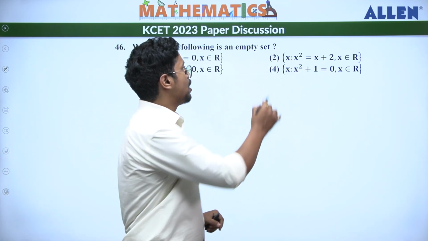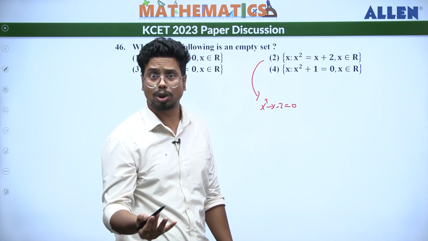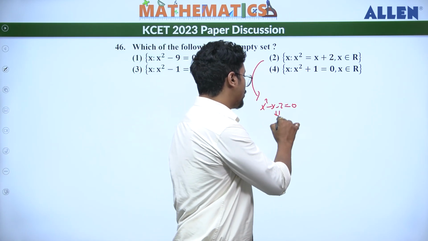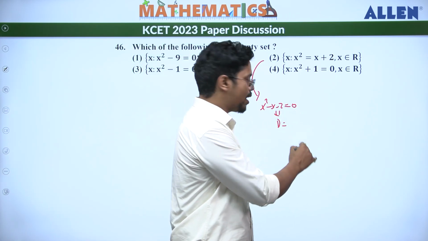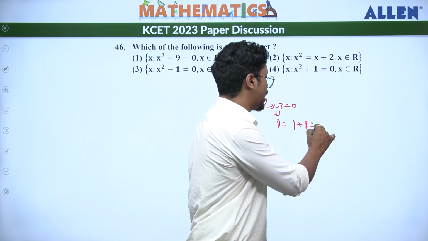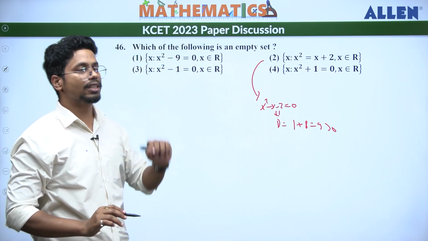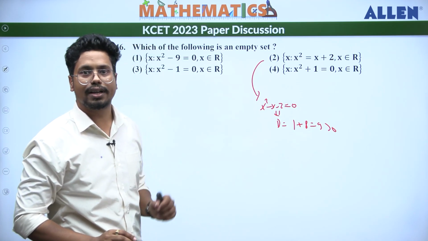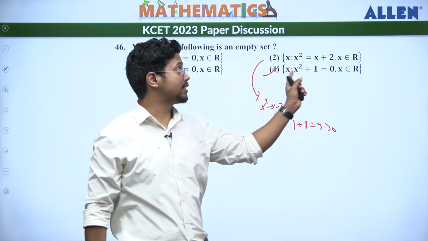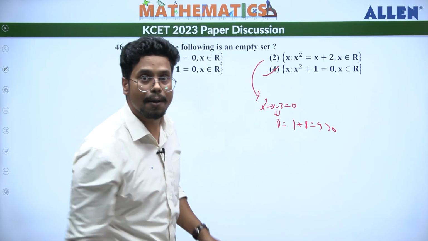x square minus x minus 2. You don't need to find the roots directly; you just have to find the discriminant value to decide whether it has a solution or not. The discriminant value will be equal to b square, which is 1, minus 4 into 1 into minus 2, it will become plus 8, equal to 9, which is greater than 0. The solution exists. So this is also incorrect. x square minus 1 is equal to 0, x equal to plus or minus 1, that is also incorrect. Only one option is left that has to be correct, which is 4. So this will not have any real solution. You can check x square plus 1 is equal to 0, x equal to plus or minus iota.